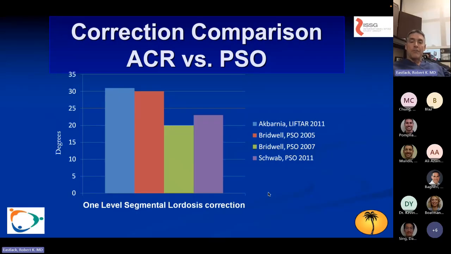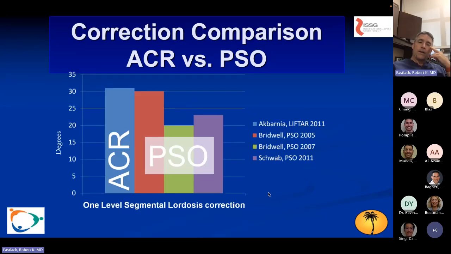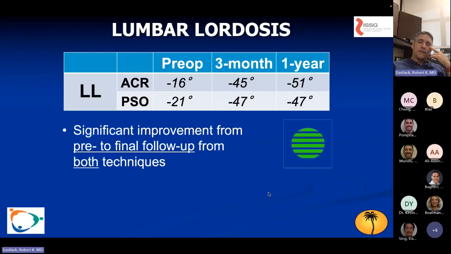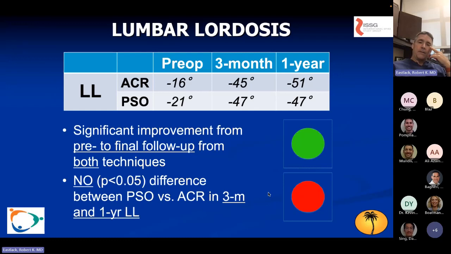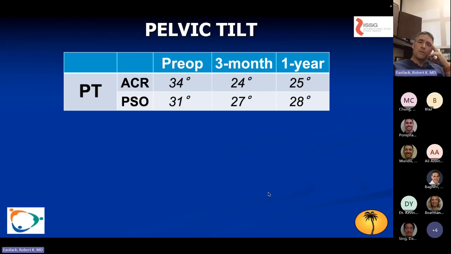So ACRs came about largely here with Beiruz and some others. Luis Pimenta helped facilitate that. And when we looked at it initially as a potential corrective maneuver, you can see here how it fared favorably in terms of its focal correction capacity relative to the PSO literature from Keith Bridwell and Frank Schwab and others. And in a head-to-head study, it seemed to show a demonstrably reasonable improvement in lumbar lordosis relative to PSOs.